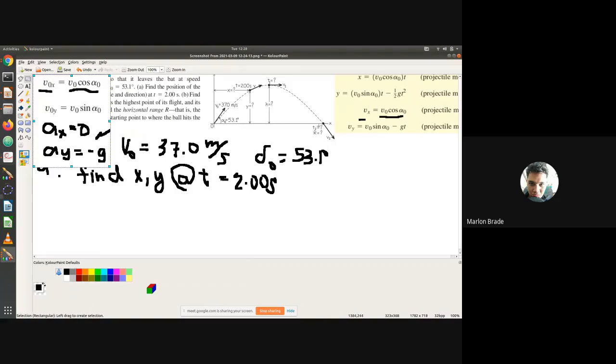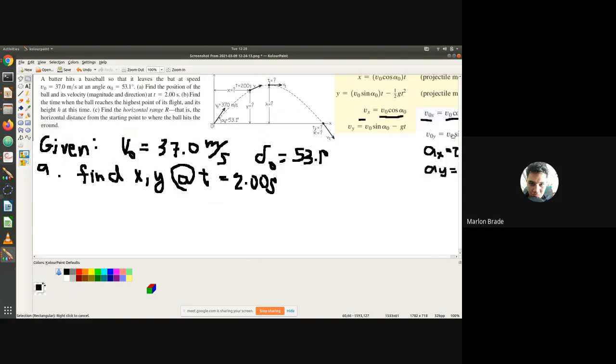Okay, paste. And yeah, this is it. Okay, so find the x coordinate and y at t equals 0. So first, we try to solve v naught x and v naught y. So makita nato ang initial velocity along x and initial velocity along y.